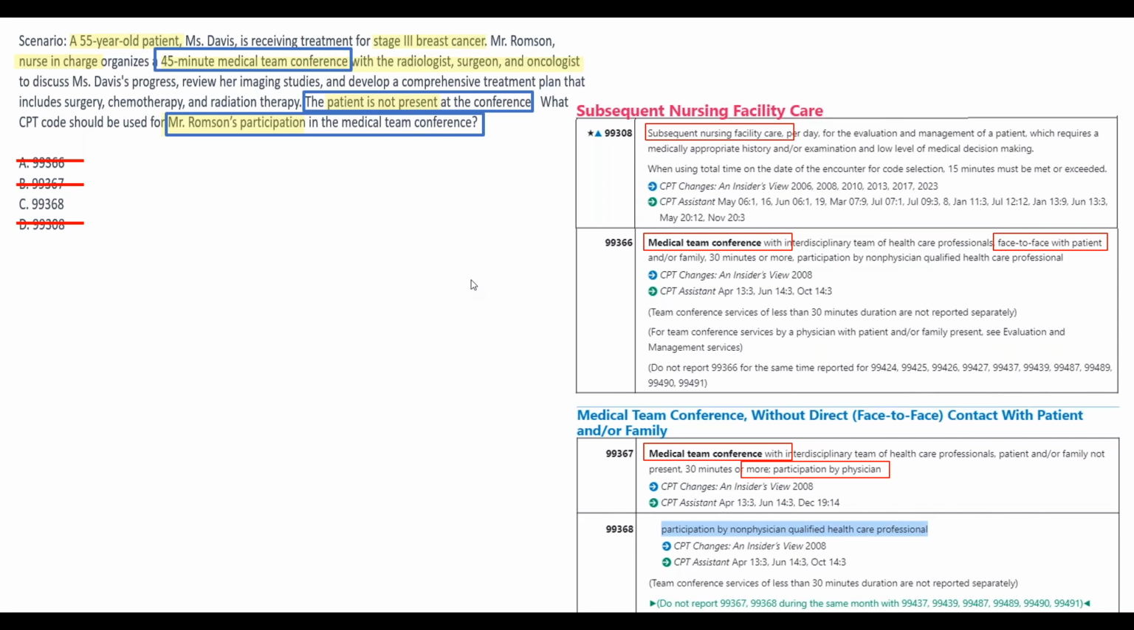That leaves us with option C, 99368, that is for a medical team conference with interdisciplinary team of healthcare professionals, patient and/or family not present, 30 minutes or more. We had a 45 minute medical team conference, participation by a non-physician qualified healthcare professional, which is a nurse in charge in our scenario. So that eliminates options A, B, and D, and we have the correct answer in option C.